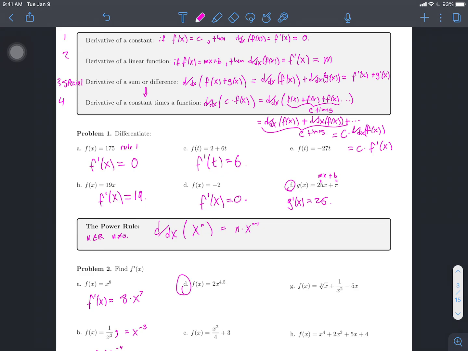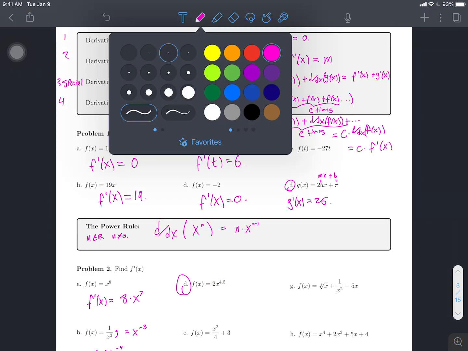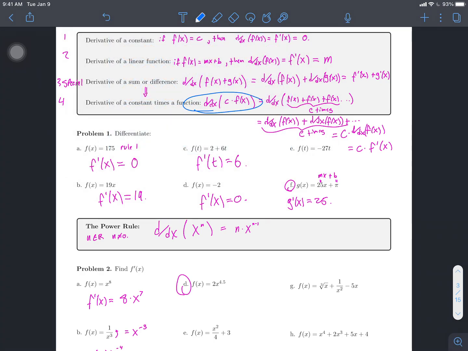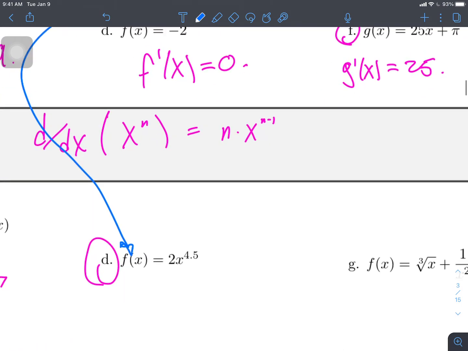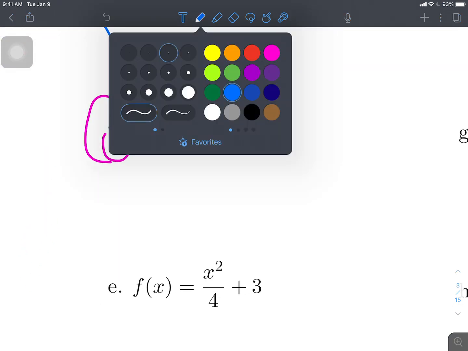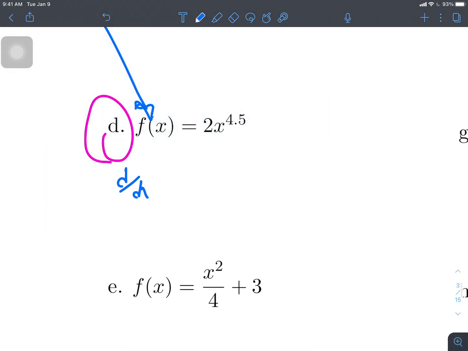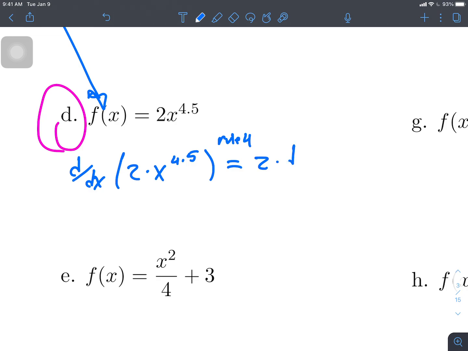Yeah, rule number 4. Rule number 4 tells me how to do the derivative of a constant times a function. So I would know how to do this derivative if this pesky 2 wasn't here. But it just so happens I have a rule which tells me how to deal with the pesky 2. So I know that the derivative of 2 times x to the 4.5, by rule 4, is the same as 2 times the derivative of x to the 4.5.